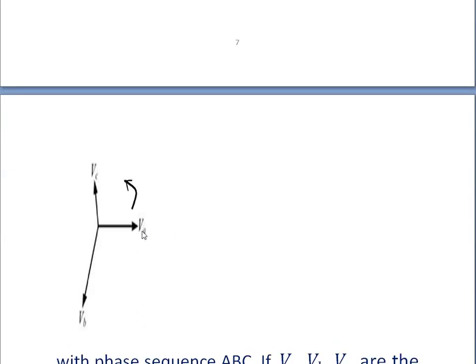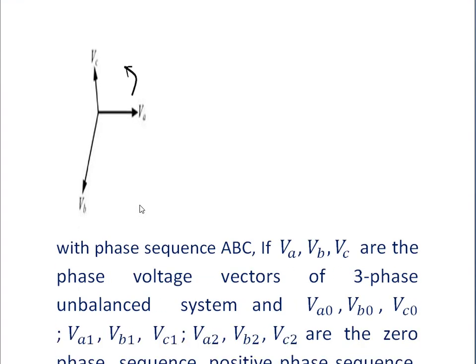Let us say we have the unbalanced three-phase system like this. This is VA, this is VB, and this is VC. All these are phase voltages. If you look at that diagram, the magnitudes of these vectors are different. There is no symmetry between the angles between the vectors. Here the angle is different, the angle here is different, the angle between this and this will be different, and all these vectors are rotating in the anti-clockwise direction.